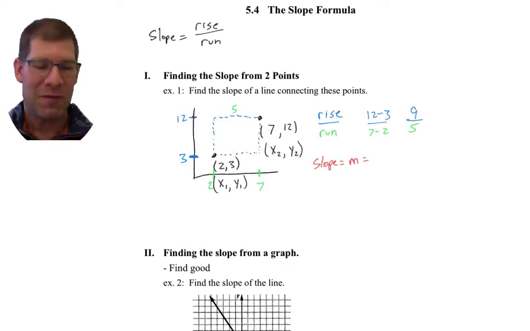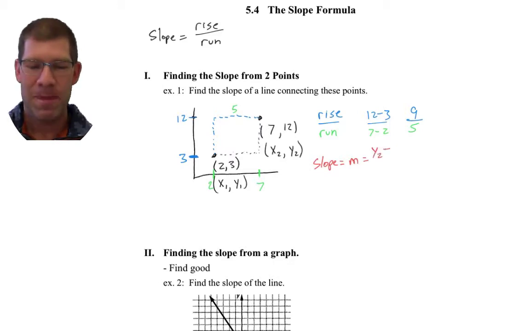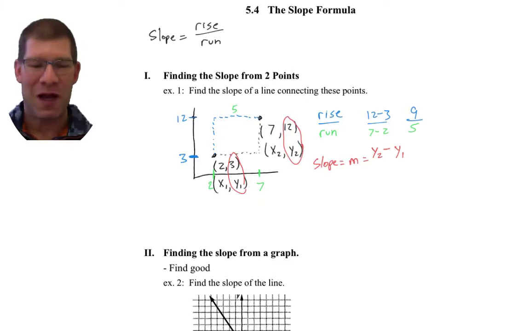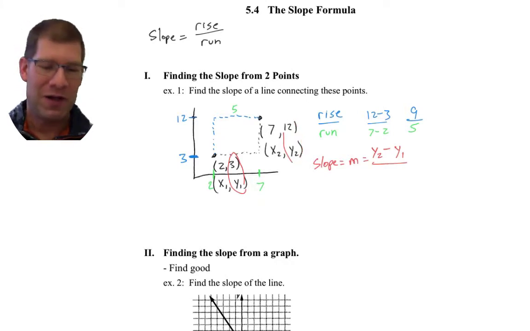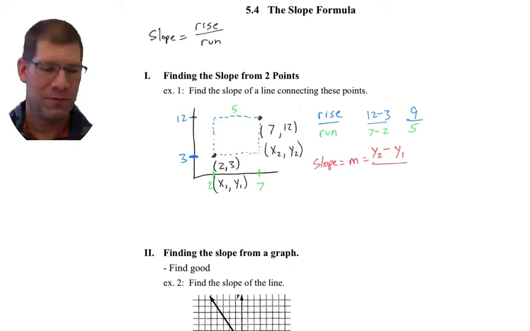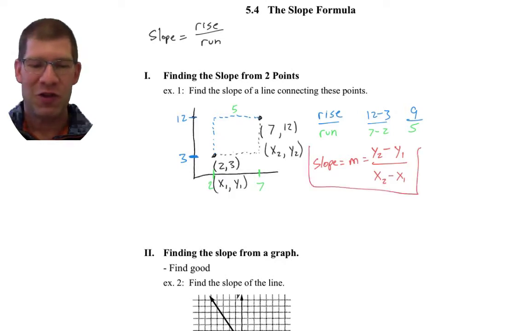But when we did that, if you look at my labeling, I did 12 minus 3. Well, 12 was y2, and 3 was my y1. So I have y2 and y1. So y2 minus y1 in the numerator. Then my next one's my 7 minus 2. That would be x2 minus x1. So x2 minus x sub 1. So right here is the slope formula.